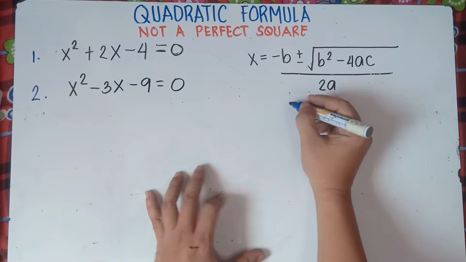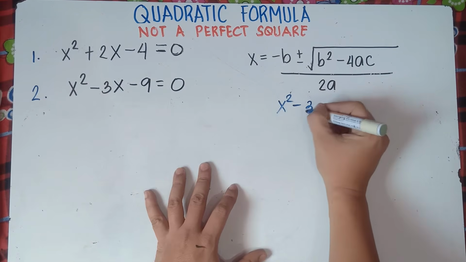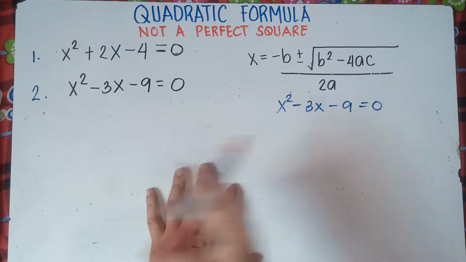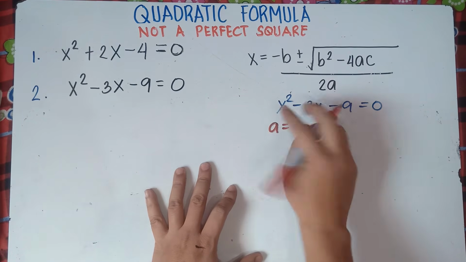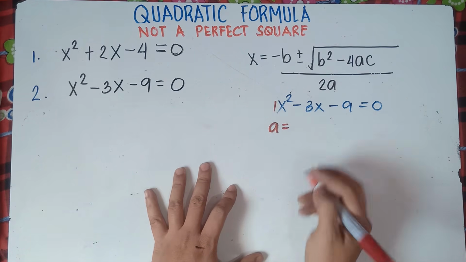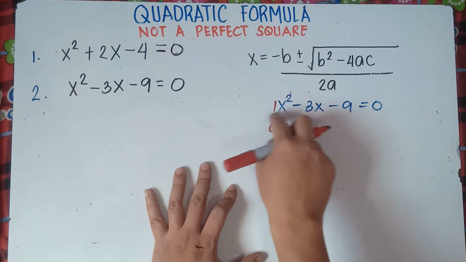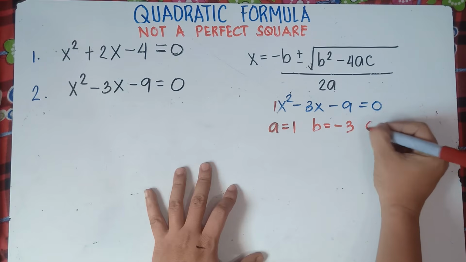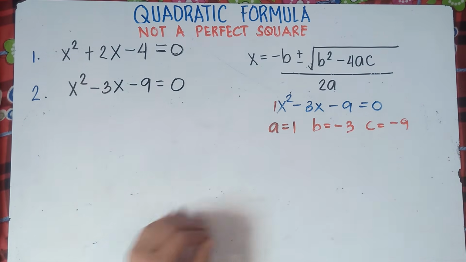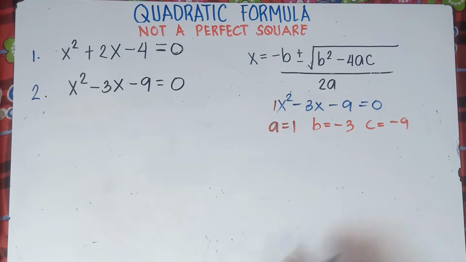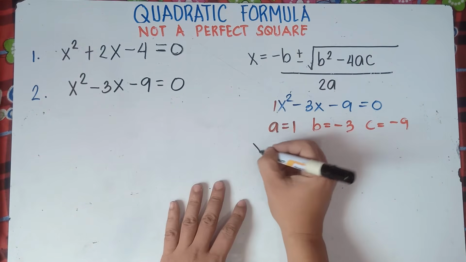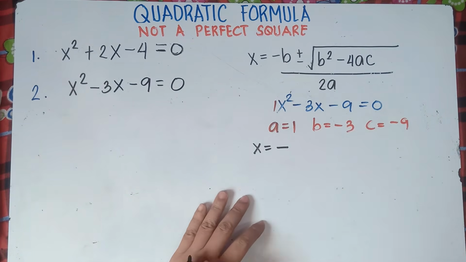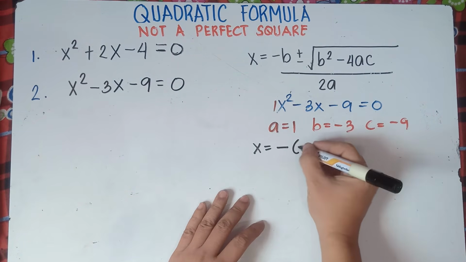This will be x squared minus 3x minus 9 equals 0. So once again, the value of a is beside x squared, understood to be 1. If you didn't see any number before x squared, understood that there's 1 here. Our b is negative 3 and our c is negative 9. So you substitute this value from this given equation. So this will be x equals, so copy negative sign, negative, and your b is negative 3.